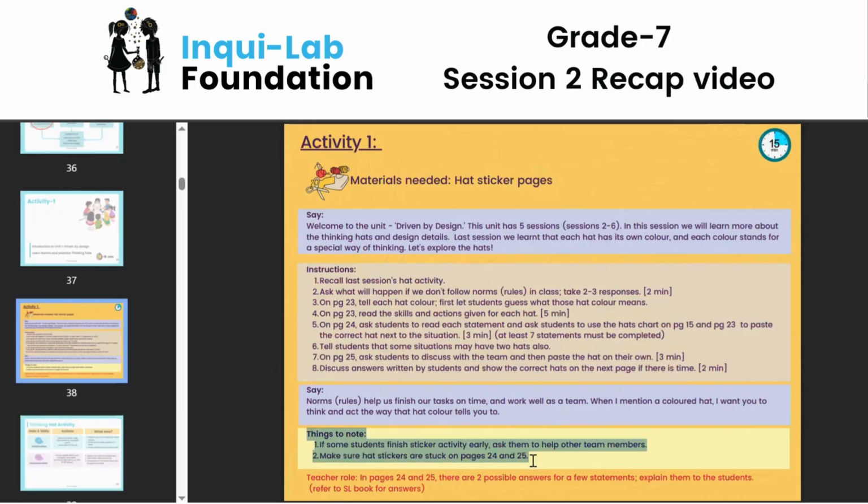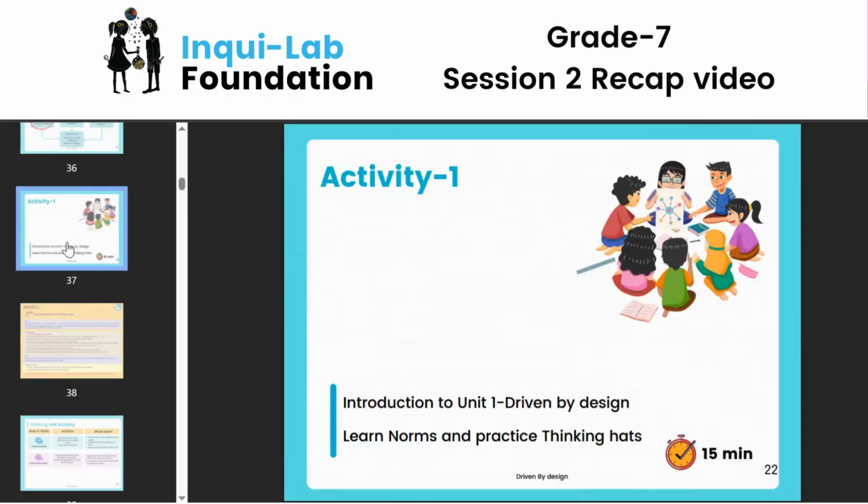And the things to note is for you to make sure you have conducted that activity successfully. And make sure before the session begins, read the teacher role that is written here in red. And if you think you need more help from teacher, make sure you tell the teacher. So let's quickly say what activity 1 is. In activity 1, we are going to introduce what Driven by Design unit is that we will do using the roadmap. And then we will tell them that we are going to practice about norms and thinking hats.